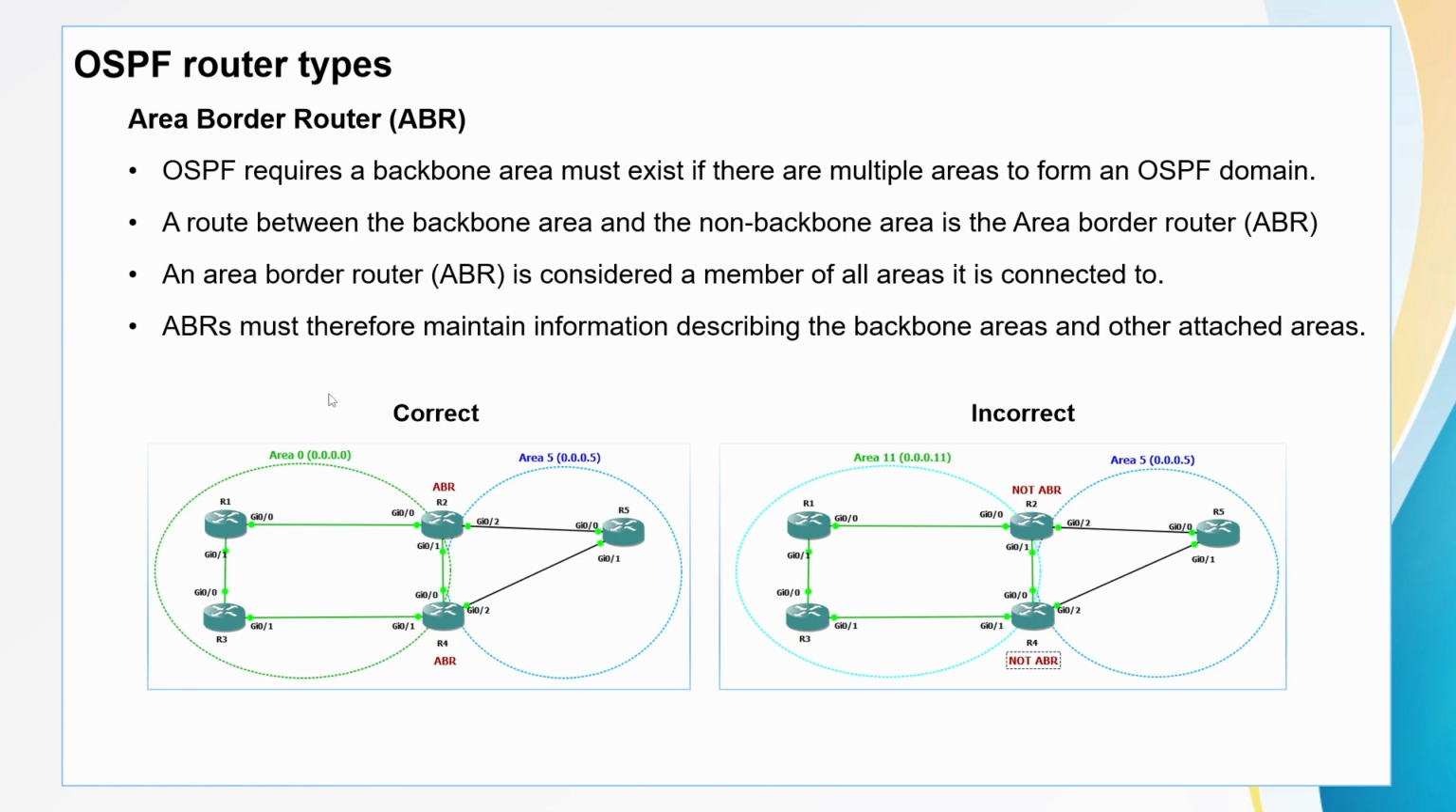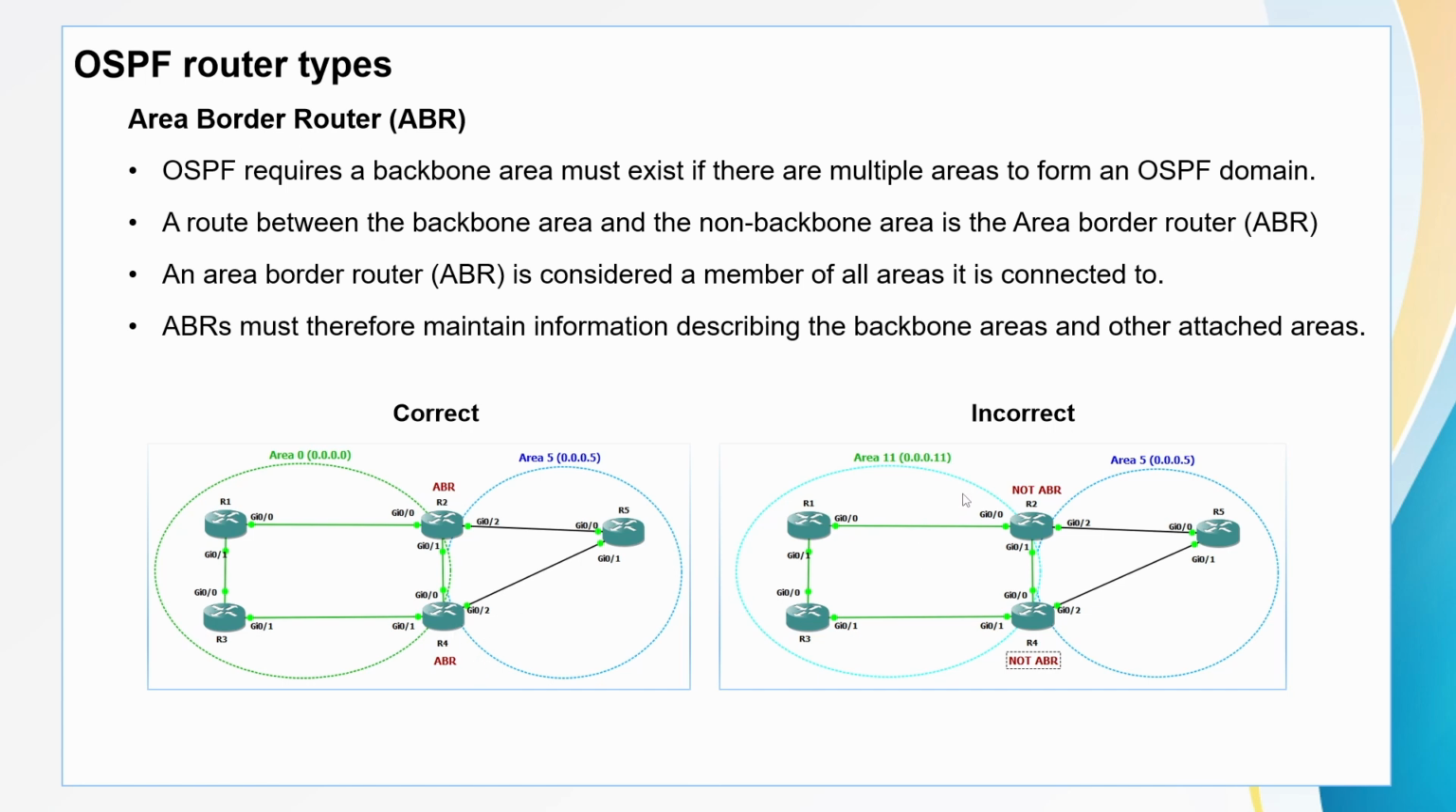So you can take a look at the two diagrams below. Left-hand side, I call this the correct setup. In the left-hand side, there is a backbone area, area 0. There is a non-backbone area 5, also called the standard area 5. So between the backbone area and the non-backbone area, there are two routers. Those two routers are ABRs, area border routers.